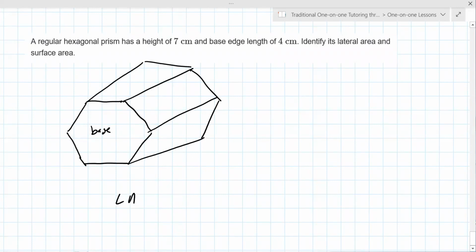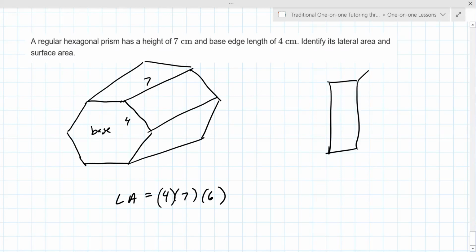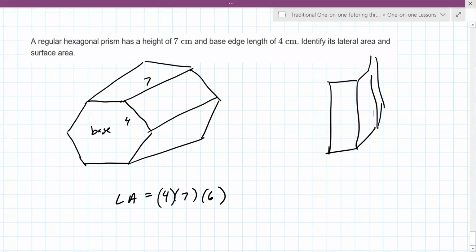So to find the lateral area, it's just these rectangles, which is 4 by 7, and then there's 6 of them. It's sitting on that base, but it's hard to draw when it's sitting on that. You end up having to draw it with these, and then you get another one here. It's kind of wonky, but you get the picture as soon as you realize the bottom's a hexagon. So I get 168 centimeters squared.